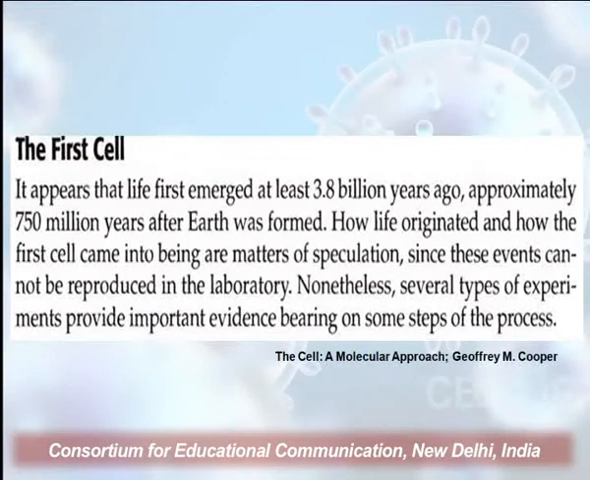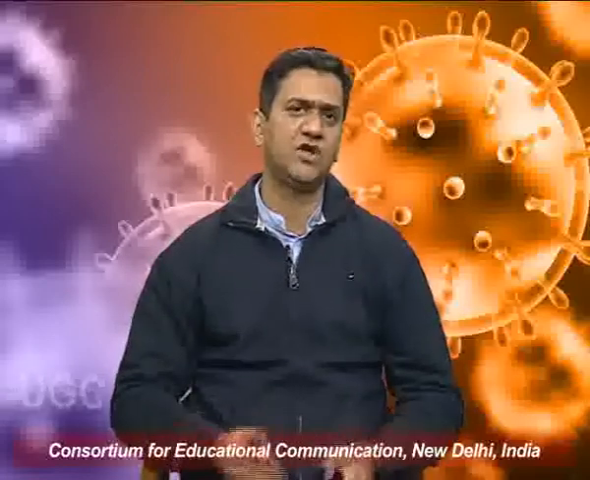Now, it is said that the first cell appeared, life first emerged, at least about 3.8 billion years ago, which is approximately 750 million years after the Earth was formed. Over a period of time, there has been a lot of speculation on how life originated and how the first cell came into being, because the initial environment was not as suitable for the development of cells as the environment we have now. There was much less oxygen, more carbon dioxide, and other gases like methane. So how exactly these formed was not clear.